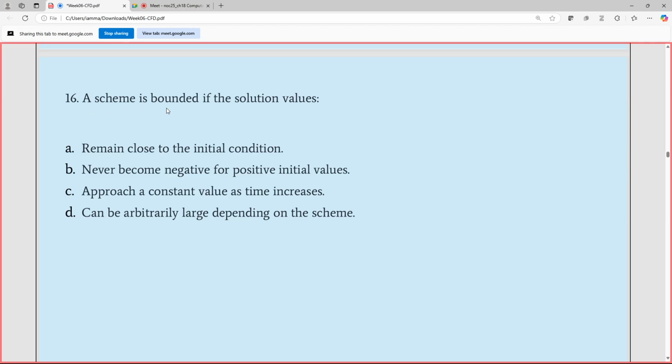Moving on to next question. Question is: a scheme is bounded if the solution values are. It's a different version of the previous question. A scheme is bounded if the solution values are: option A, remain close to the initial condition. Option B, never become negative for positive initial values. Option C, approach a constant value as time increases. Option D, can be arbitrarily large depending on the scheme. What does it mean by a scheme is bounded?